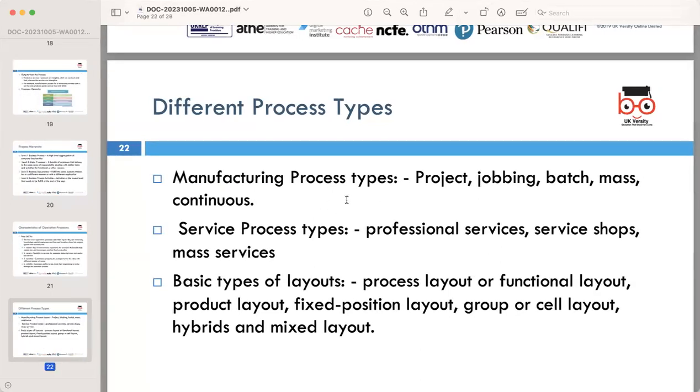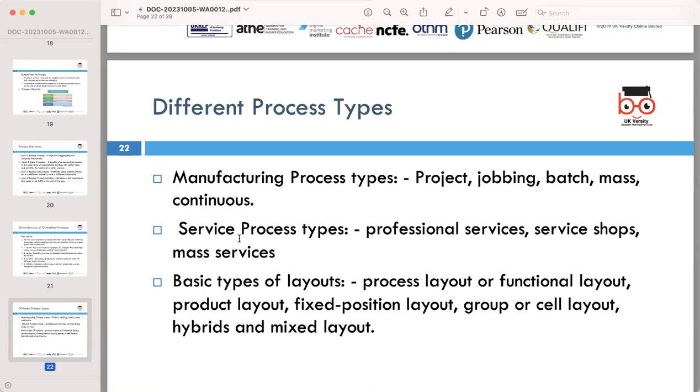So manufacturing process types include project, jobbing, batch, mass, and continuous manufacturing processes, each suited for different production requirements. Again, same for service process types. In the service industry, process types can be categorized as professional services, service shops, and mass services, depending on the nature of the service provided.